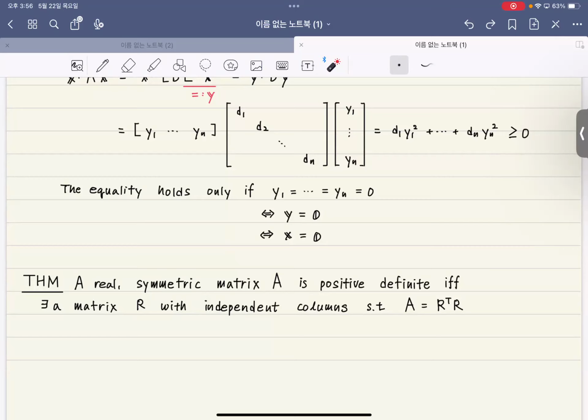Also, a very interesting fact is that R doesn't have to be a square matrix. R can be square, but R can also be a narrow matrix, right? So ignoring the size of matrix R, if you can find at least one matrix R with independent columns satisfying this, then that means A is a real symmetric positive definite matrix.